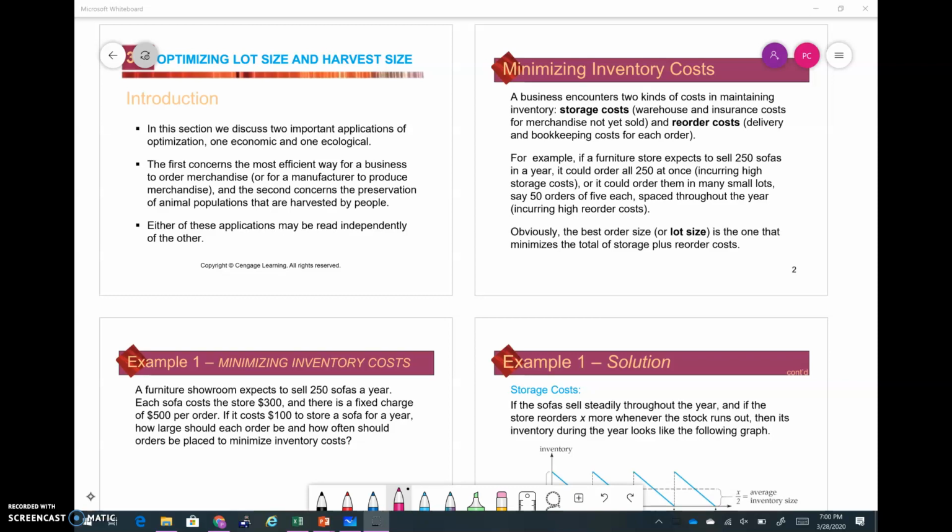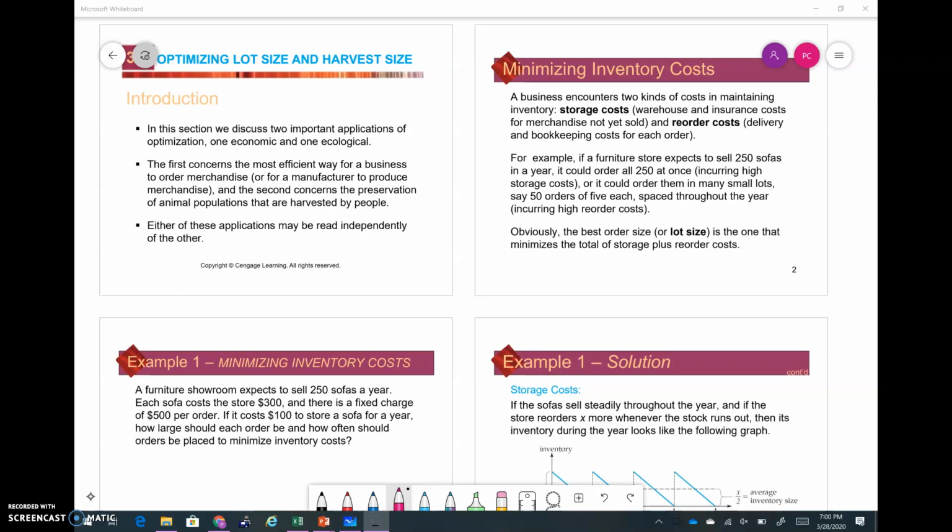A business encounters two kinds of cost in maintaining inventory: storage cost, whether that's warehouse and insurance costs for merchandise not yet sold, and reorder cost, which is the delivery and bookkeeping cost for each order.